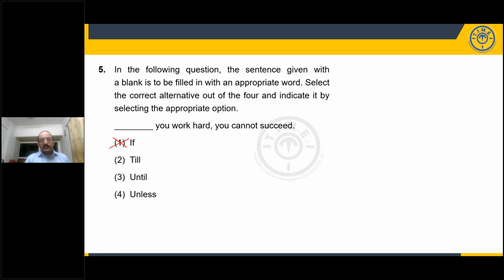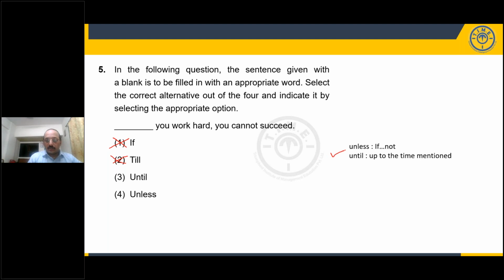Till you work hard, you cannot succeed. Now "till" tells us up till that particular time. So till you work hard, you cannot succeed. Now that would be wrong, because till you work hard, you will succeed. The moment you don't work hard, you will not succeed. So 2 is incorrect.